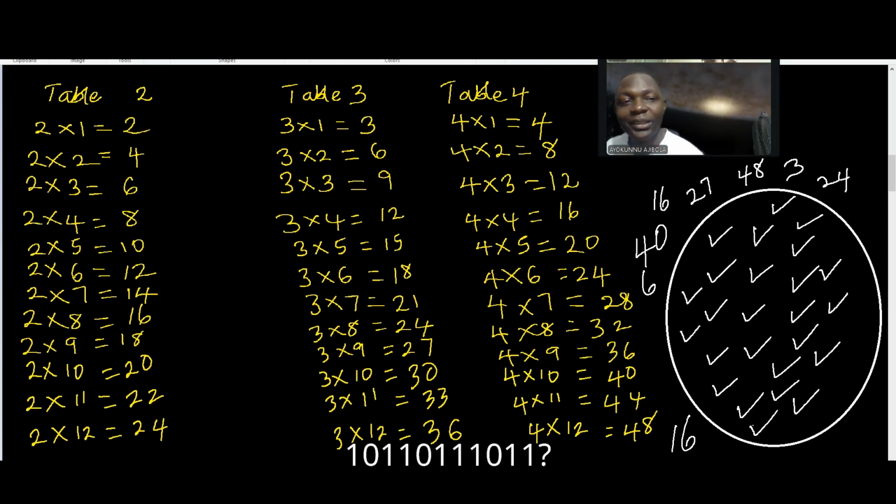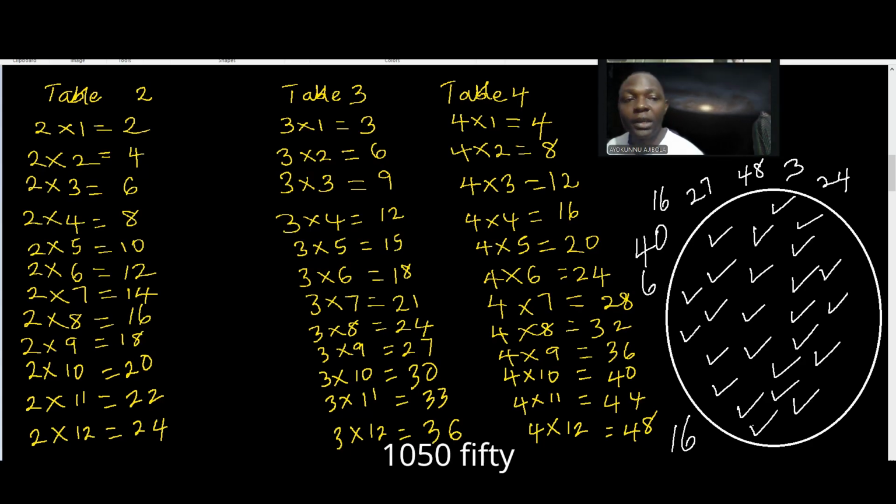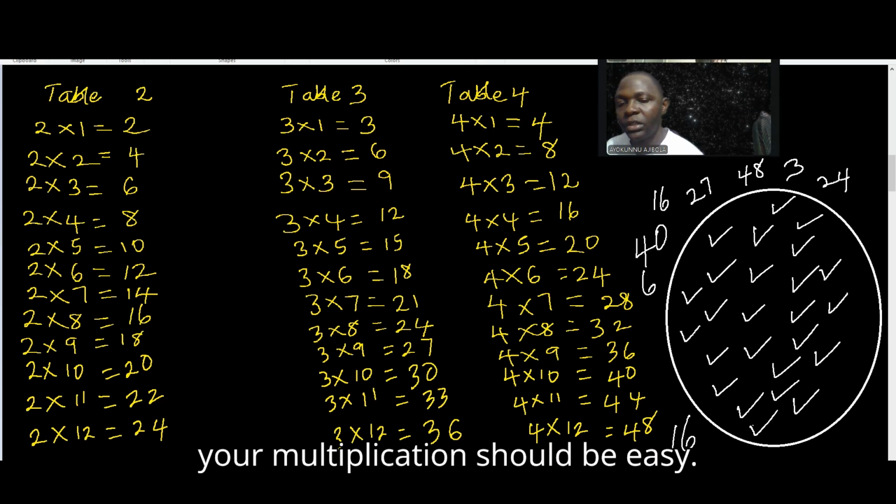110. Yes. So what about 10 times 10? 100. What about 5 times 10? 50. 6 times 10? 60. Okay, so your multiplication table should be easy.